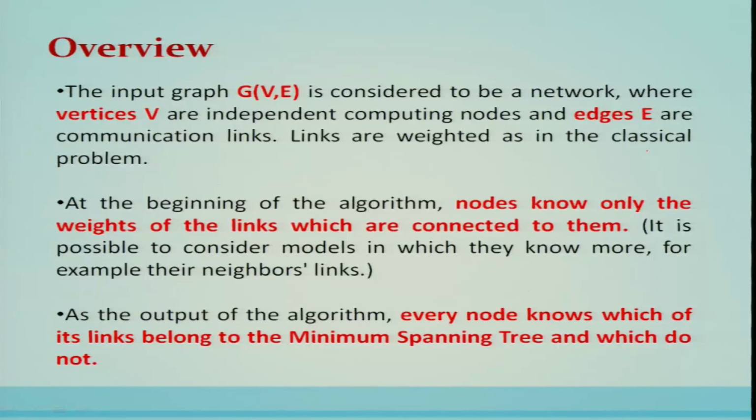Overview. The input graph is considered to be the network and links are given weights as in the classical problem. Edges represent the communication links. At the beginning of the algorithm, nodes know only the weights of the links which are connected to them. As the output of the algorithm, every node knows which of its links belong to the minimum spanning tree and which do not.